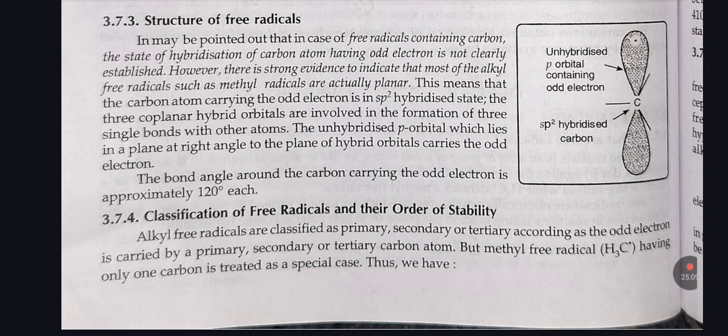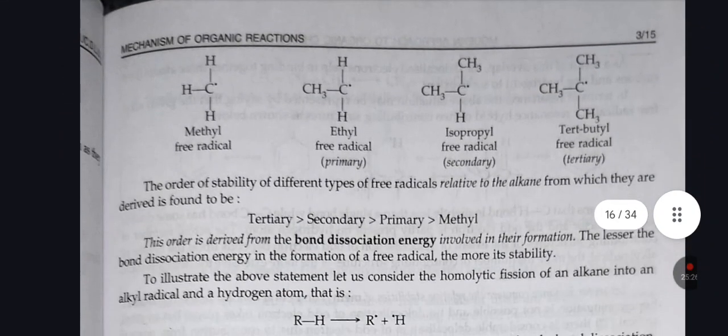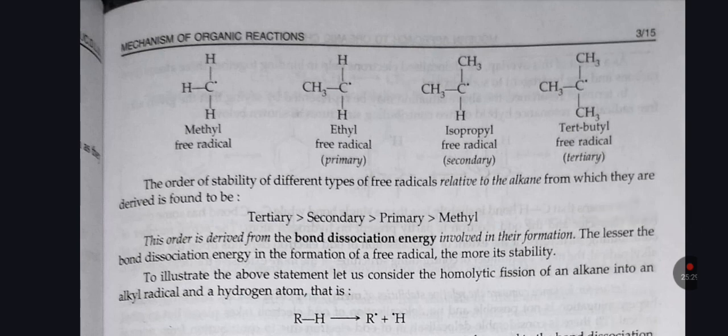Classification of free radicals and their order of stability. Alkyl free radicals are classified as primary, secondary, or tertiary according to whether the odd electron is carried by a primary, secondary, or tertiary carbon atom. But methyl free radical, having only one carbon, is treated as a special case. Thus, we have methyl free radical, ethyl free radical, isopropyl free radical, which is secondary, and tertiary butyl free radical, which is tertiary. The order of stability of different types of free radicals, relative to the alkane from which they are derived, is found to be tertiary, secondary, primary, then methyl.